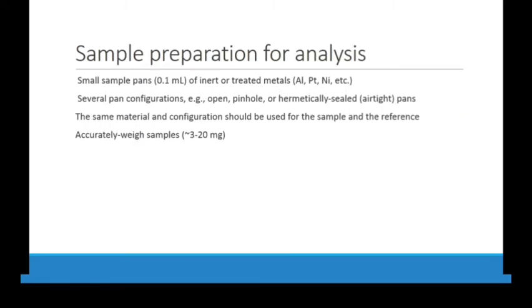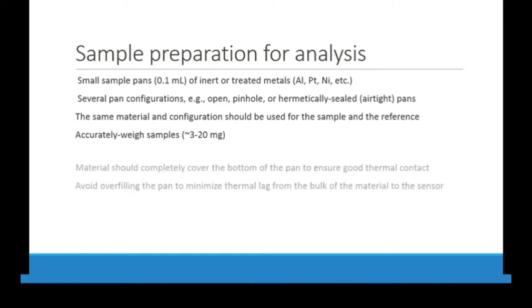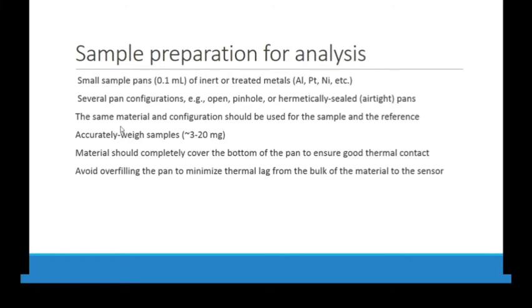Now we will talk about how you can prepare the sample for analysis. Use a small sample pan, 0.1 ml, of inert or treated matter. Inert or treated matter means that it will not take part in any reaction, or transfer its own heat, or start an endothermic or exothermic reaction of its own. Then there are several pan configurations, which are open pan or thermally sealed airtight pan. The same material and configuration should be used for the sample and the reference material.